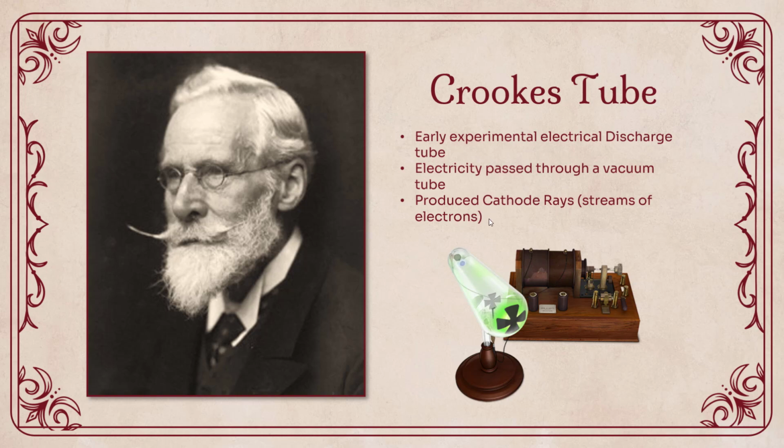This was also called a cathode-ray tube, and these cathode rays are basically a stream of electrons that travels through a vacuum. A lot of scientists back in the 19th century were experimenting on this and learning more and more about electrons and what they were.